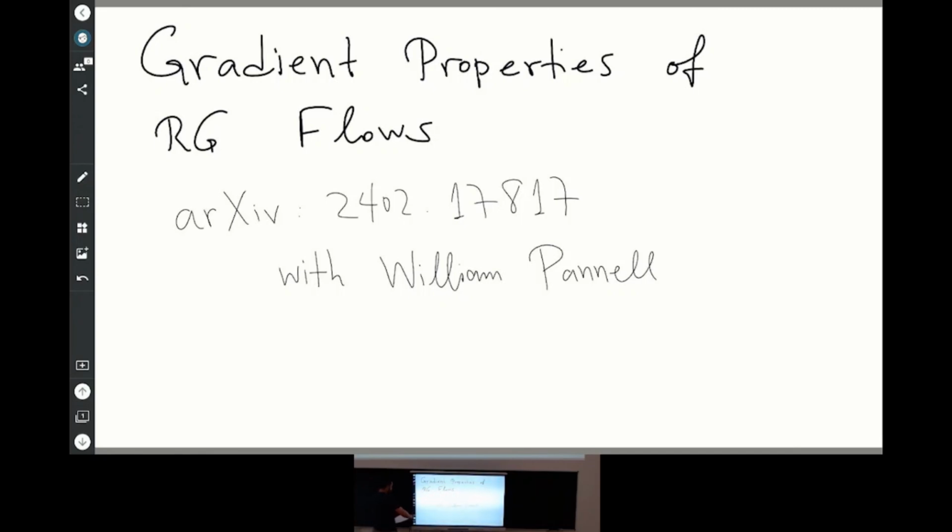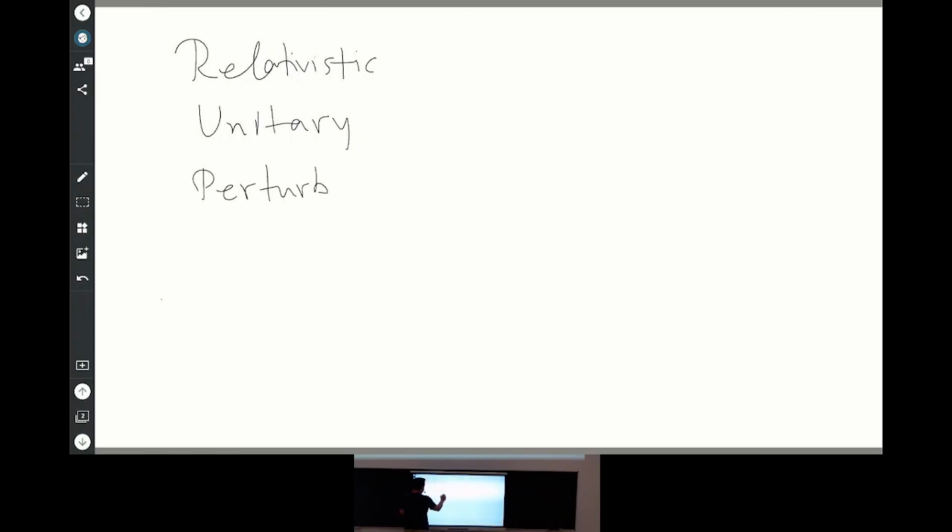So the setting that we will be focused on is that of relativistic and unitary perturbative quantum field theory. Nothing I will say today will be non-perturbative or bootstrappy, so everything will be rather confined to a specific set of models in perturbation theory, but perhaps the lessons learned will be more general.